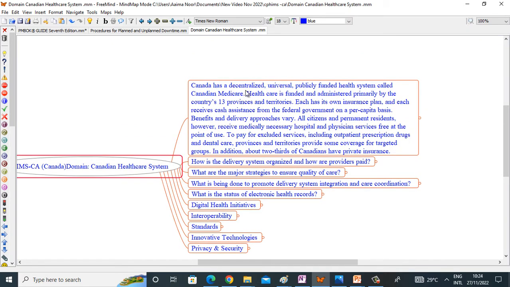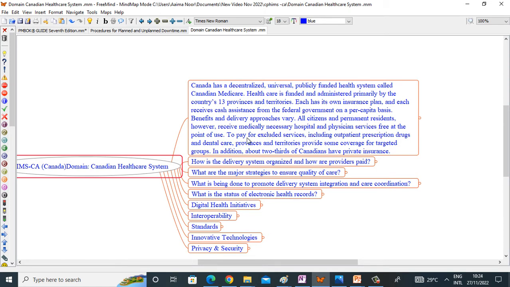Canada has a decentralized, universal, publicly funded health system called Canadian Medicare. Healthcare is funded and administered primarily by the country's 13 provinces and territories. Each has its own insurance plan and each receives cash assistance from the federal government on a per capita basis. Benefits and delivery approaches vary. All citizens and permanent residents, however, receive medically necessary hospital and physician services free at the point of use.